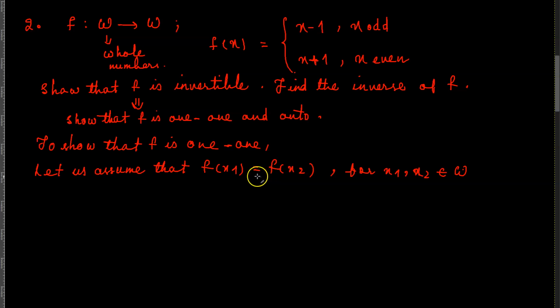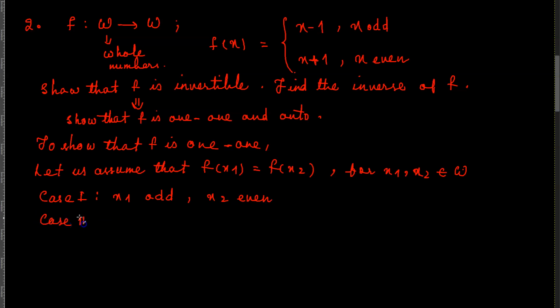Now, there are a few cases here, meaning that you could have a couple of cases. So x1 could be odd, x2 could be even. So there are a couple of cases. Let's say that, for example, case 1, x1 is odd and x2 is even.